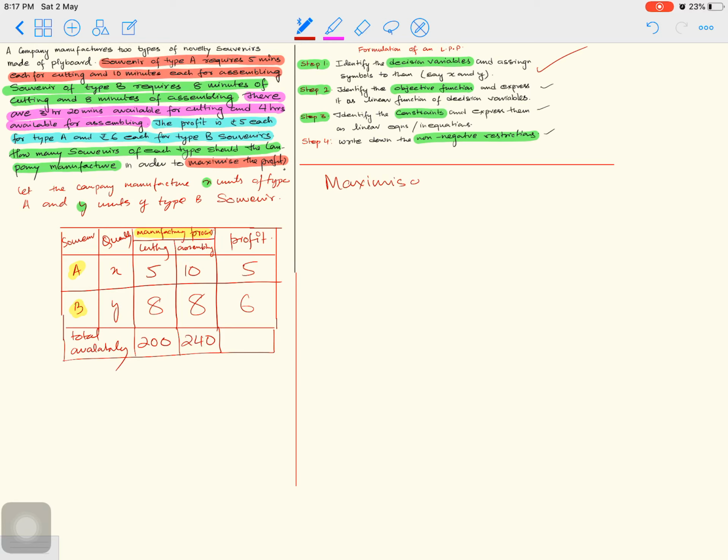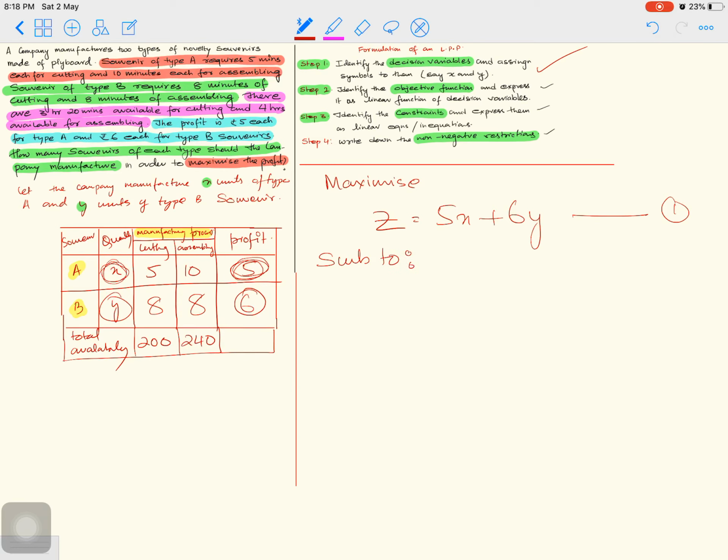Maximize Z equals to, so Z stands for profit here. So what is the total profit that you can make from type A and type B? You know that from 1 unit of type A, you can make 5 rupees profit. Rupees 5 profit is from 1. But how many are you making? X. So how much is the total profit? 5x. That's from type A. And 6 into y, that's 6y. That's from type B. So that is my objective function number 1. Great. Let's make the constraints now.